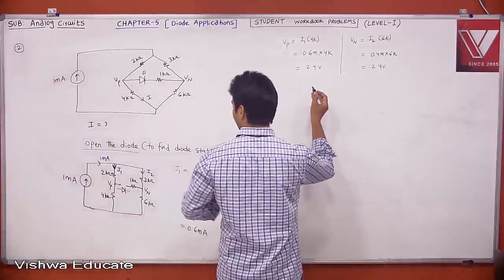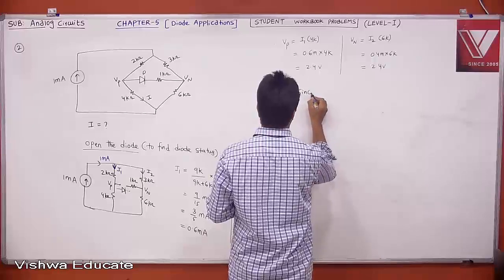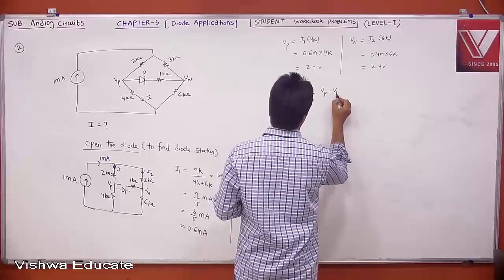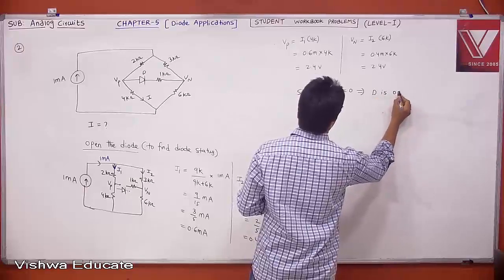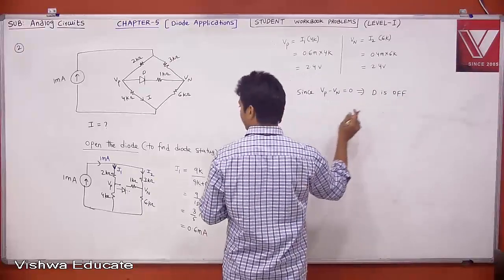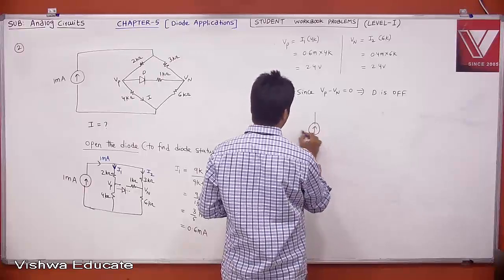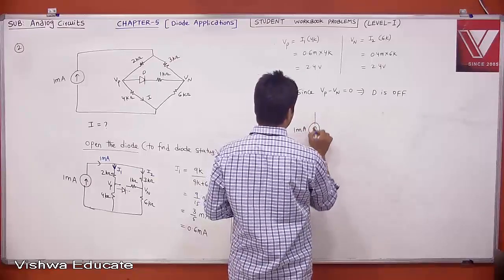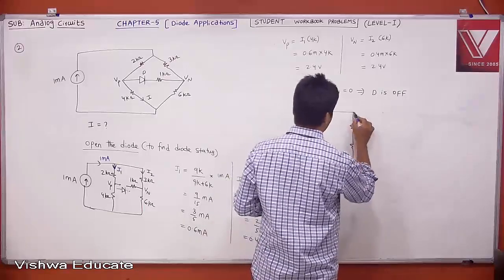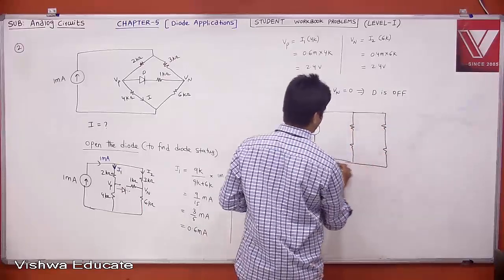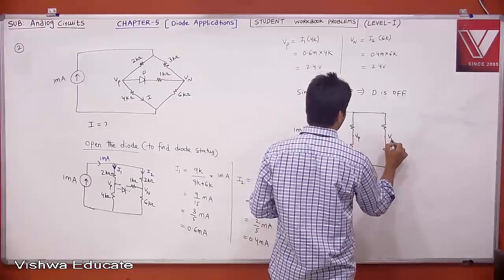Since Vp minus Vn is equal to 0, the diode is off. When the diode is off, what is your circuit? Then your circuit is simple. This is your 1 milliampere, this is your Vp and this is your Vn.